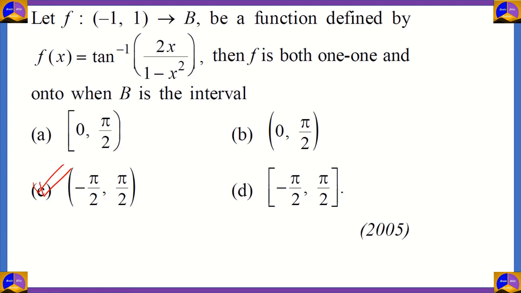Option D is incorrect because it shows a closed interval, where in fact the interval here is open. And 0 to pi by 2 is not the interval. The interval is from minus pi by 2 to pi by 2, as demonstrated when we solved the question. The question is once again from 2005.